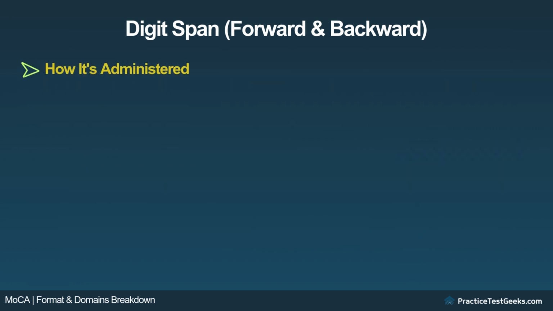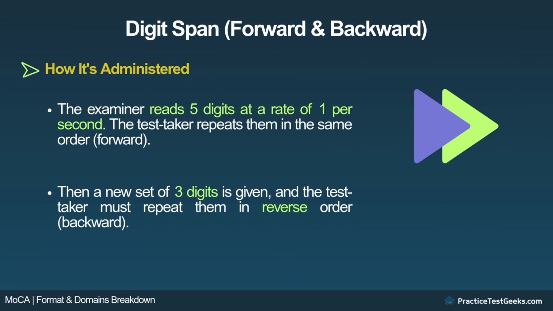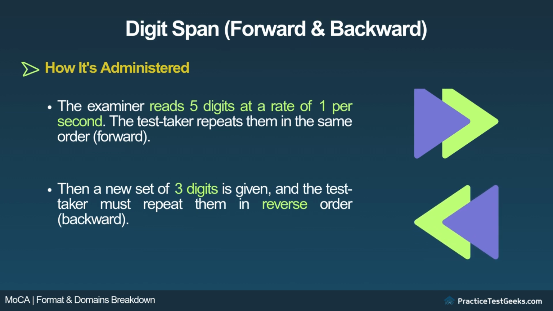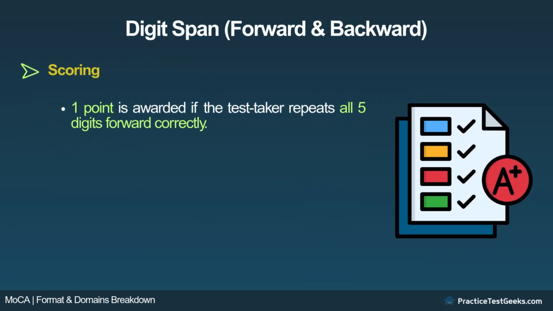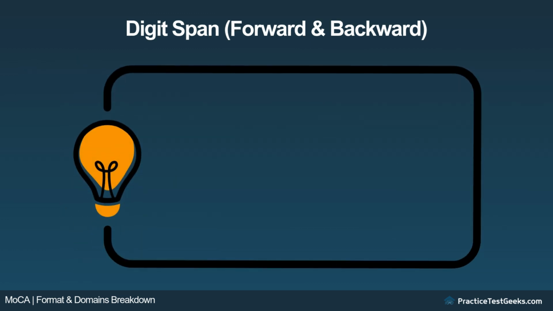How it's administered? The examiner reads 5 digits at a rate of 1 per second. The test taker repeats them in the same order, forward. Then a new set of 3 digits is given, and the test taker must repeat them in reverse order, backward. Scoring. 1 point is awarded if the test taker repeats all 5 digits forward correctly. 1 point is awarded if they repeat 3 digits backward correctly. Maximum 2 points total.